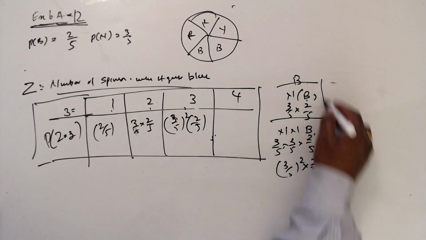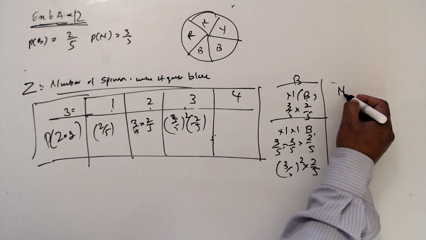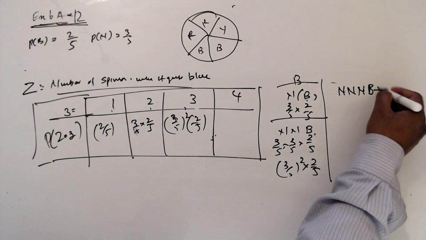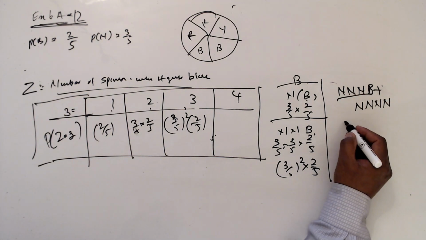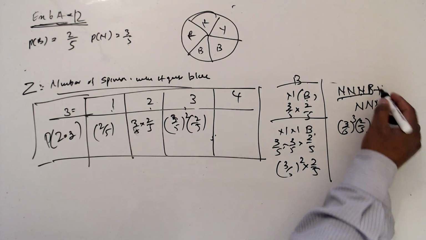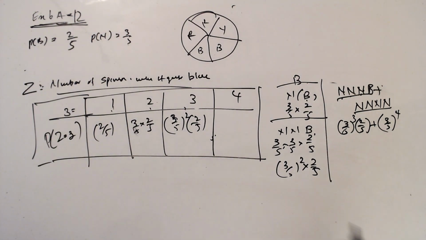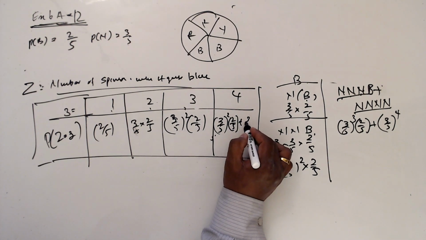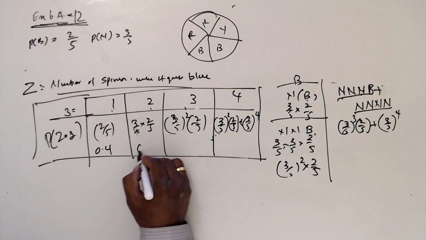And the last one, we have 4 options, right? You will not get blue in the first, second, or third, you may get blue at the last one, or you may still get first one no, second one no, third one no, fourth one also no. So this one is 3/5 cubed times 2/5, plus this is again all no's, 3/5 to the power 4. So you will get this answer 0.4, this is 0.24.